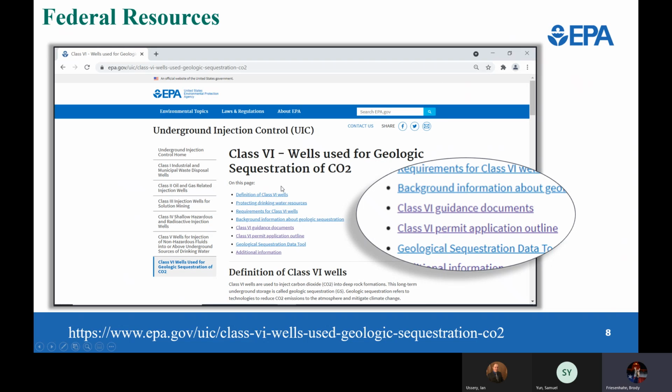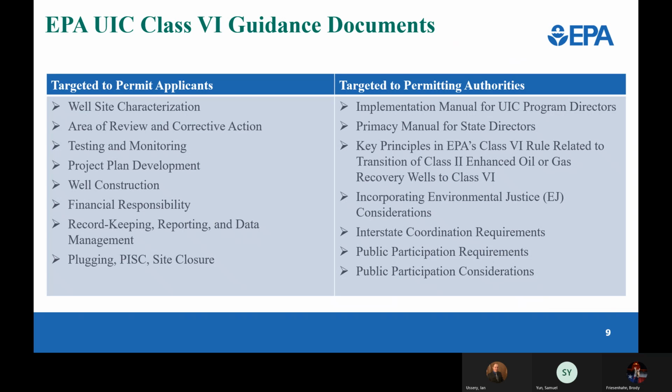You have on the webpage some of the resources that we have, the definition of Class 6 wells, protecting drinking water resources, requirements, background information, and then here we have our actual Class 6 guidance documents and a Class 6 permit application guideline. So all of this stuff is available on our website. And here some of the guidance documents are targeted for the actual applicants themselves, and then there are certain documents that are targeted for permitting authorities. And these are just examples of some of those documents.